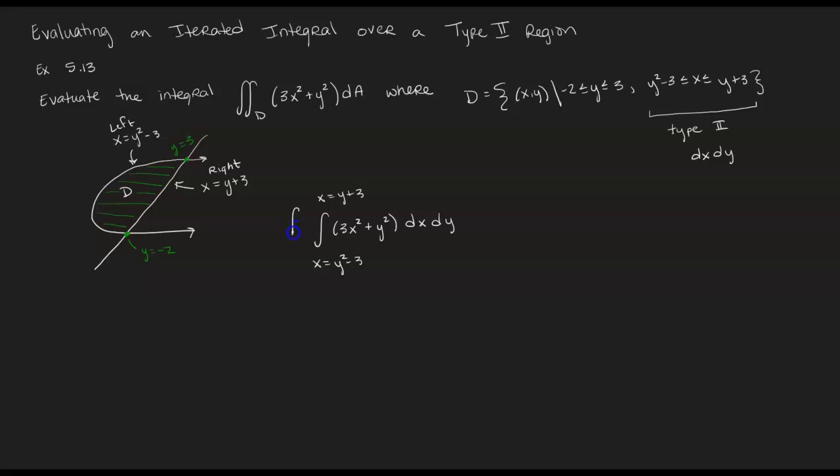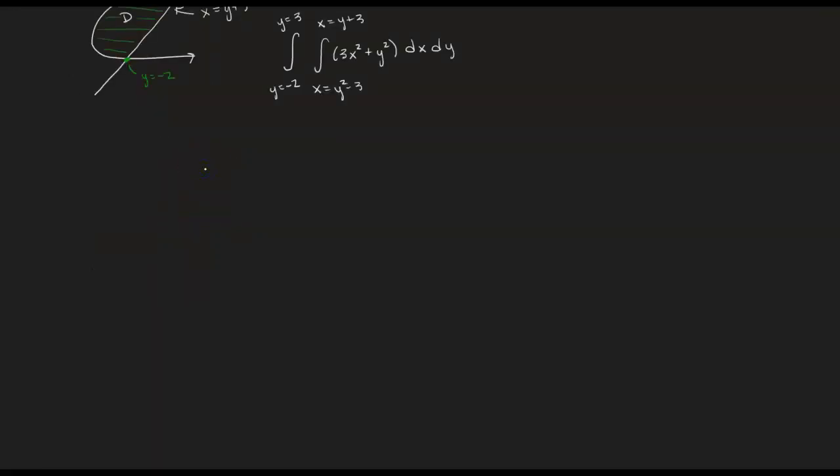Then we need to do the second integral bounds, which are the y values. Y at its smallest point is -2 in this region, and its largest point is +3 in this region. And then we're ready to integrate. First, we'll work on that inside integral with respect to x. So I'm going to highlight that here with our green brackets, and then we can do some scratch work on the side. So let's copy that down.